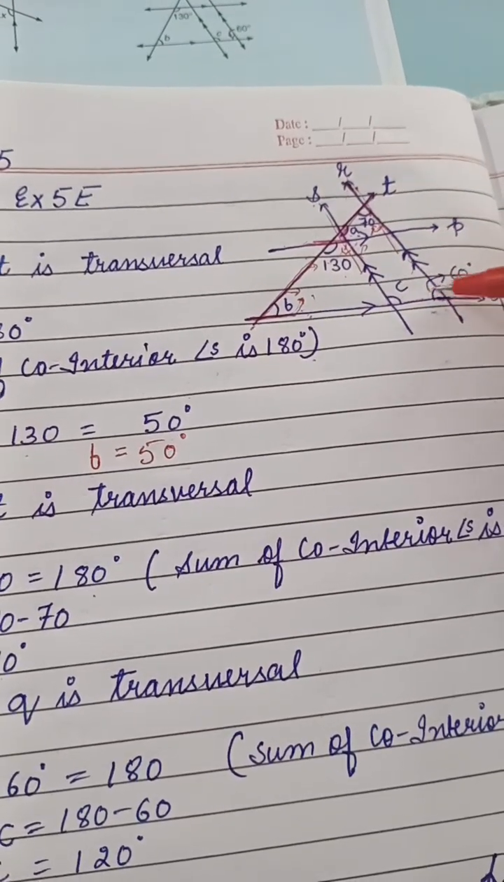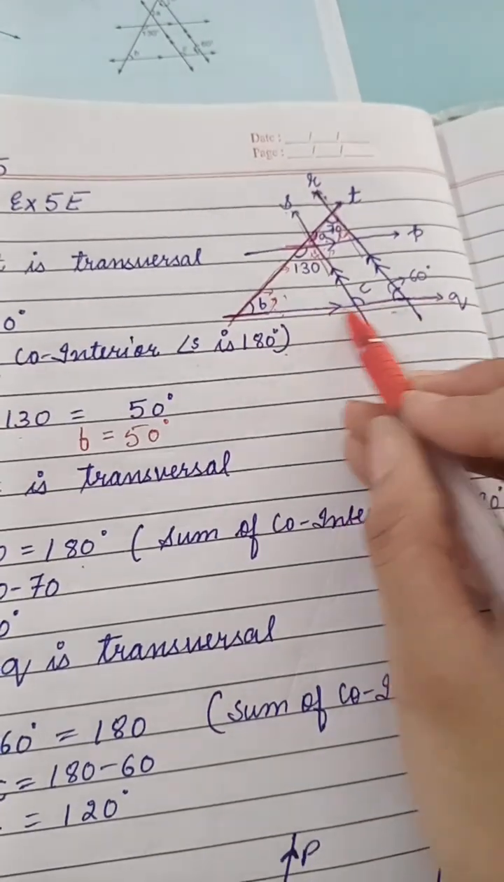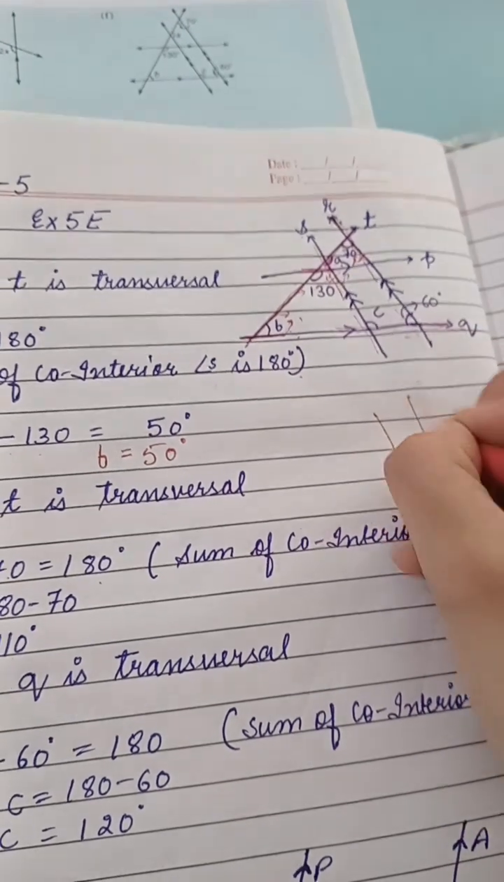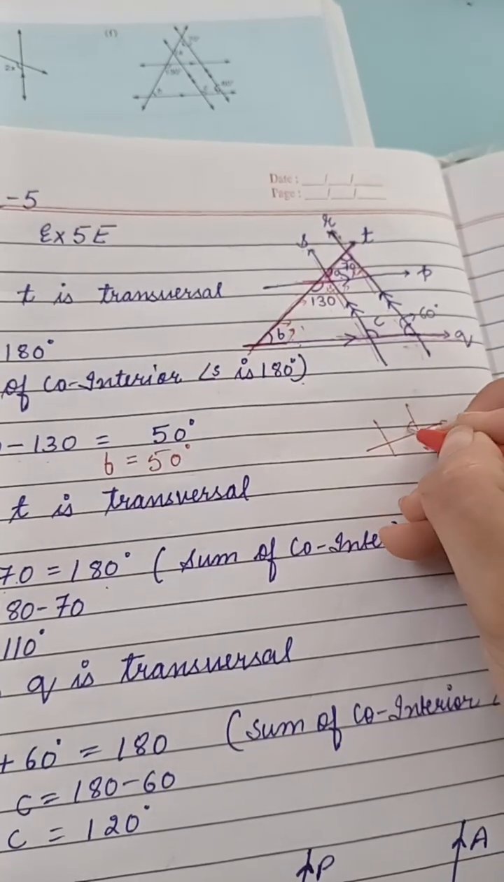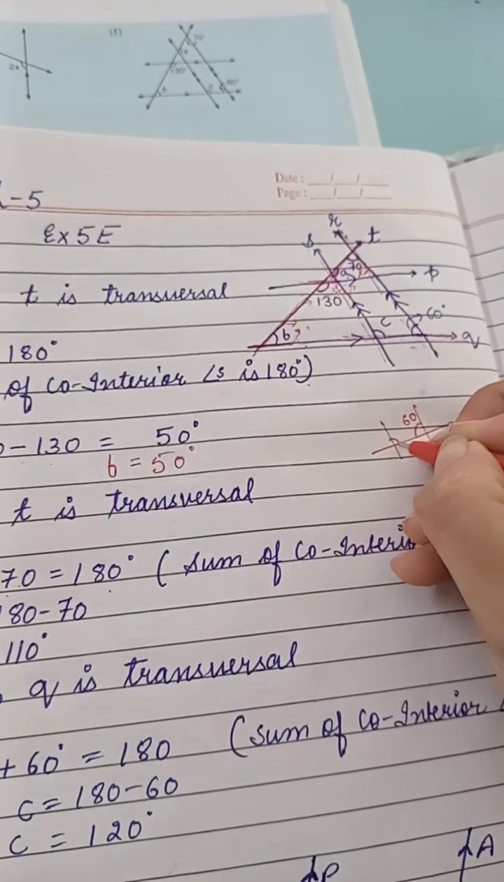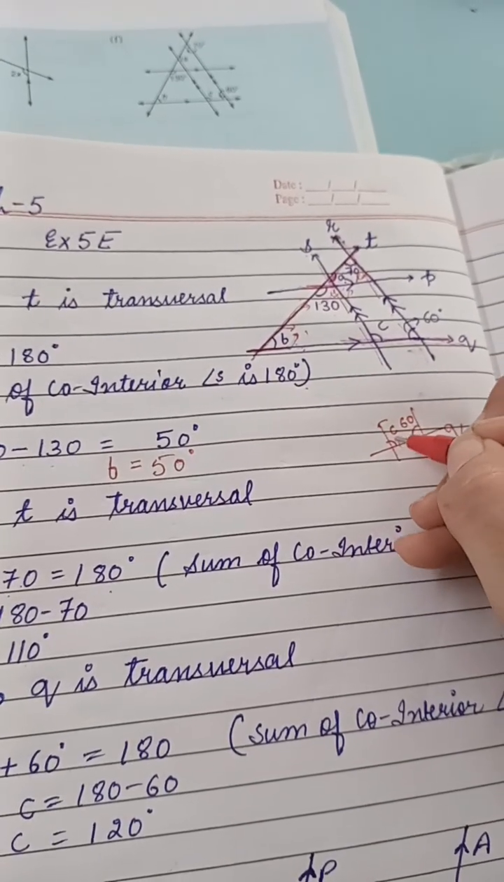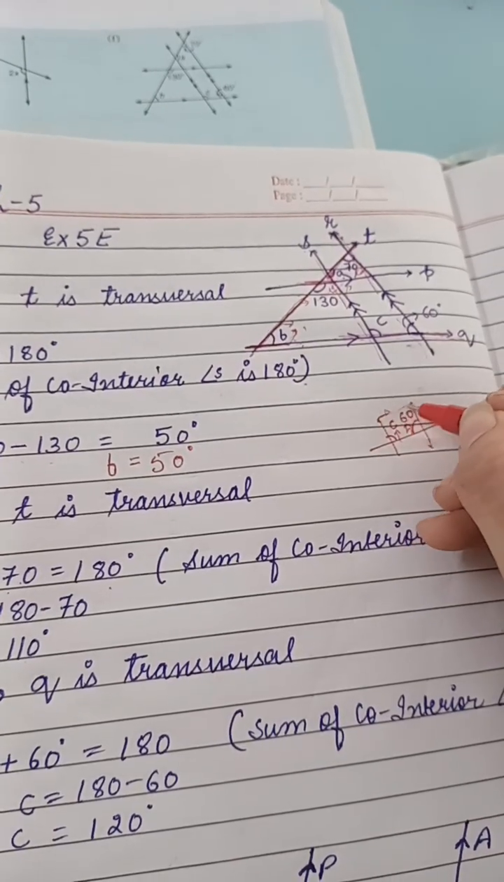Coming again to parallel lines R and S, because on these lines there are two more pairs of angles but with a different transversal. What is the transversal now? Check. These lines are parallel. Correct? And this is the transversal Q. Here is 60 degrees. Here is angle C. Check it out. They are on the same side of the transversal and interior of the parallel lines.